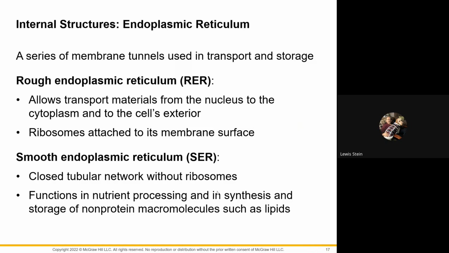A series of membrane tunnels used in transport and storage. We knew about that. The rough, because ribosomes bind to it. The smooth, interesting when you, and again, you're going to look at these things and see the importance. They play a role in identification.